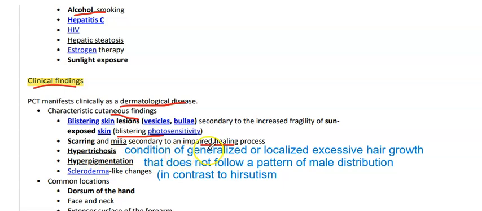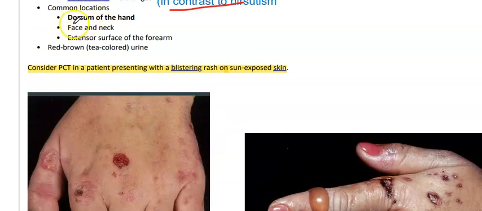Hypertrichosis is a condition of generalized or localized excessive hair growth that does not follow a male distribution pattern, in contrast to hirsutism, which follows the male distribution pattern. Then we will see hyperpigmentation and scleroderma-like changes. The common locations are the dorsum of the hand, face and neck, and extensor surface of the forearm, and there will be red, brown, or tea-colored urine.